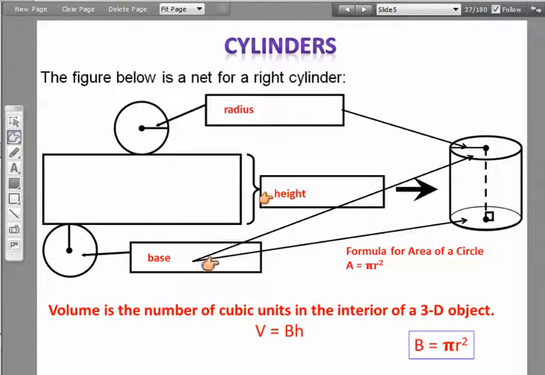I wanted to remind you where the height is, and this is for a right prism, and that the bases are always your circles. Okay, volume is the number of cubic units in the interior of a 3D object. Here's the basic shortcut formula: volume equals capital B times H. The capital B just means the area of the base, and this base happens to be a circle, so pi r squared is how you find the area of that base.